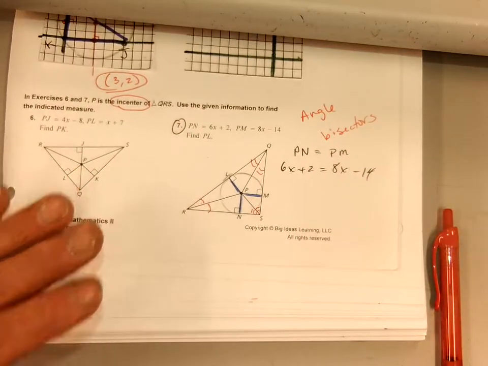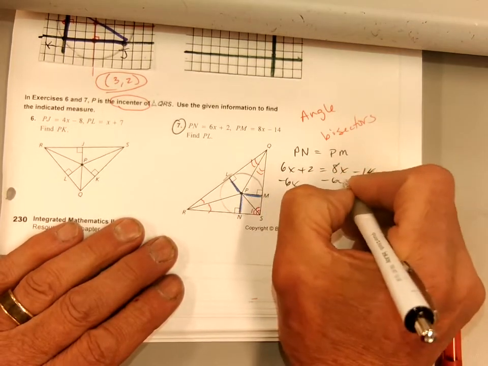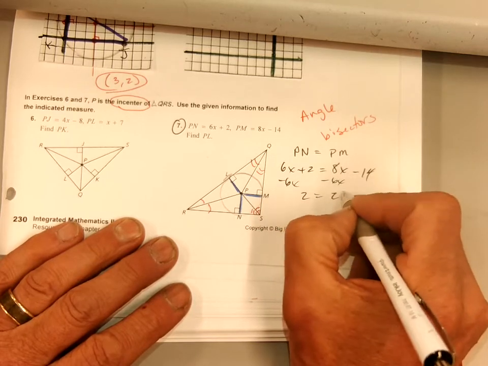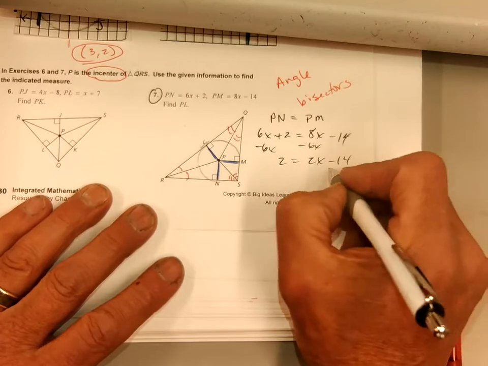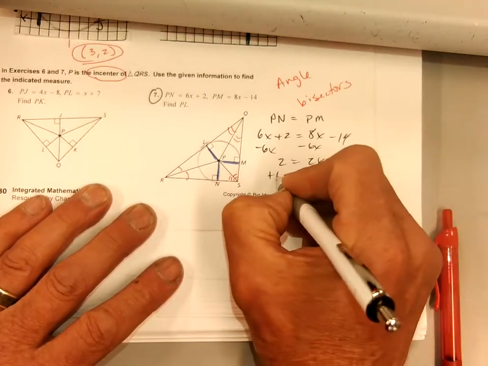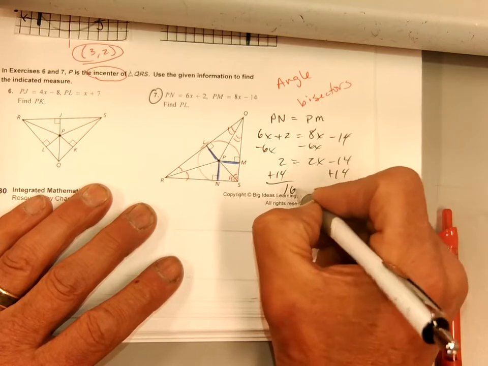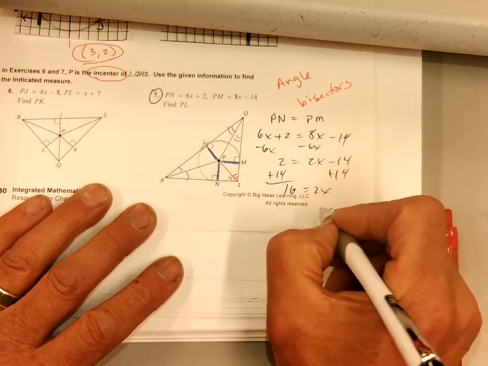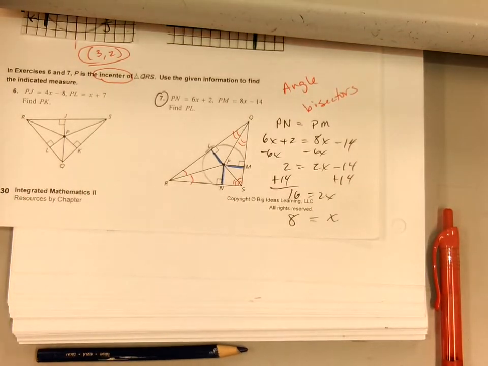And I'm going to solve. Minus 6x, minus 6x. Okay, I'll have 2 equals 2x minus 14. I'm just solving. Plus 14, plus 14. I'll have 16 equals 2x. Divide by 2, x is 8. Okay, and I'll let you catch up to write that down. Just solve it. Set the two segments equal to each other and solve.